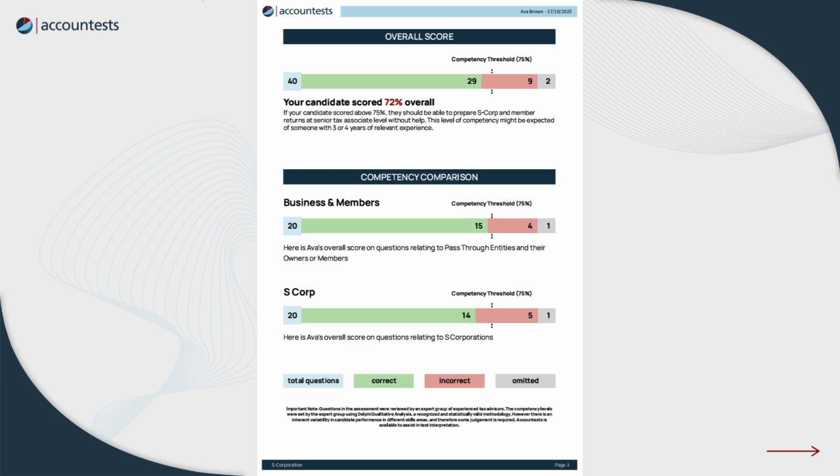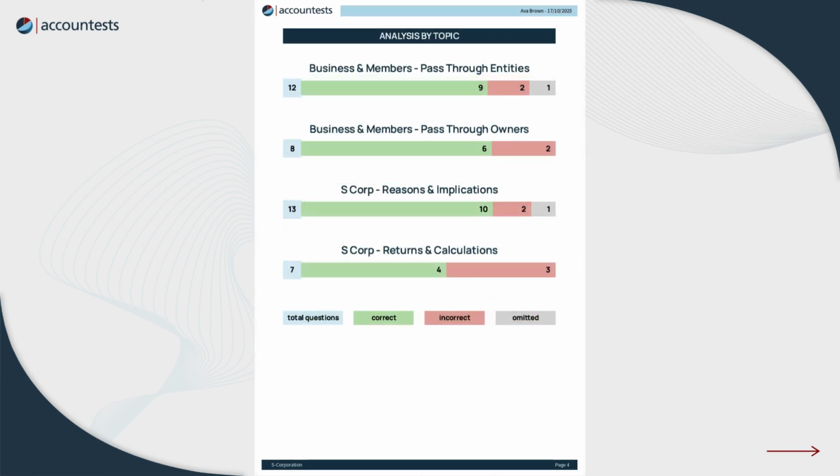Then further down the page you can see a split between the questions that relate specifically to S Corps and questions relating more generally to pass-through entities and the members or owners of those entities. On the next page we break it down a little further, in essence between conceptual and practical knowledge, of which you need both. But this analysis might help if you're considering further training topics.